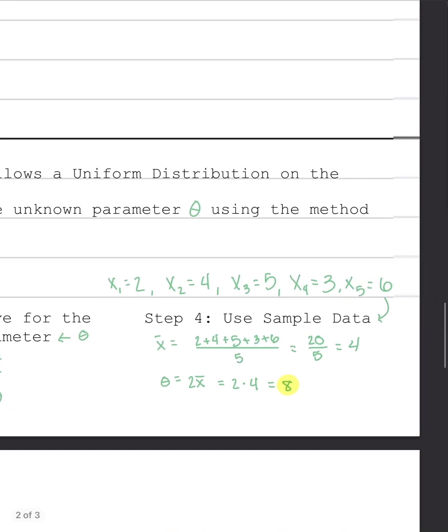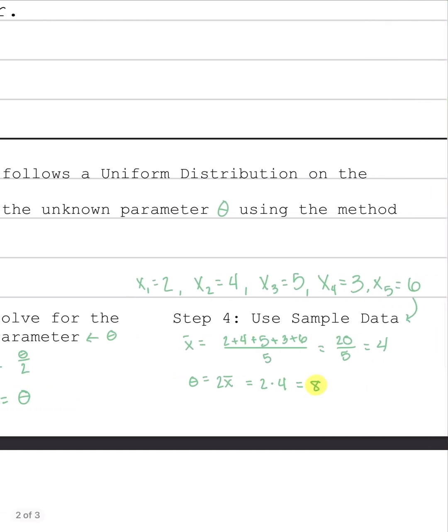And then you're always going to be given some sample data. So I put a little list up here. And your last step is just to use that sample data to figure out what theta is. Okay, so you're going to take your mean. So we're going to add up these 5 numbers. We're going to divide by 5 because there's 5 of them. So 20 divided by 5 gives us 4. Well, then we're going to plug that back in for our sample mean. And then 2 times that sample mean is just 8. So that would be our final answer.